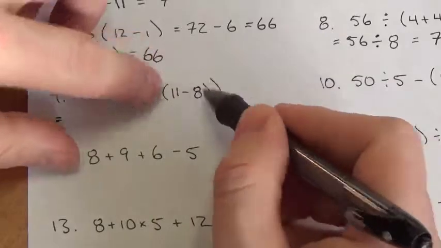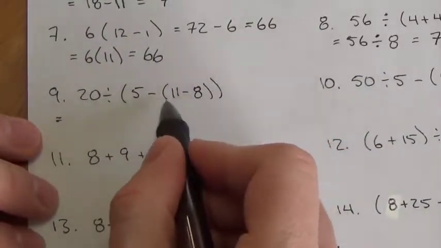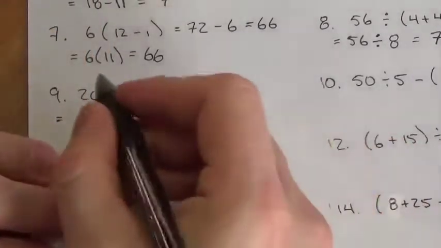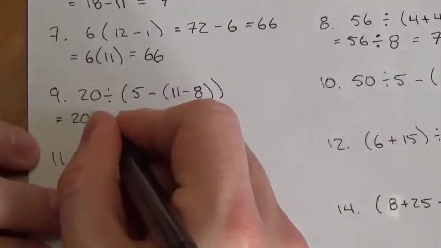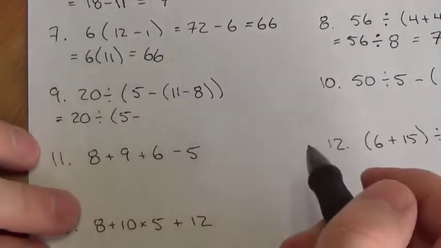Now I've got two different sets of parentheses. So you go initially into the innermost set, and then you work your way out. So this becomes 20 divided by 5 minus, well, 11 minus 8 is 3.